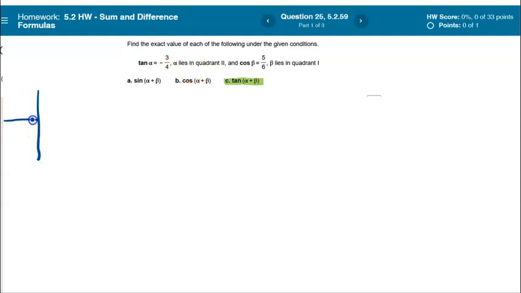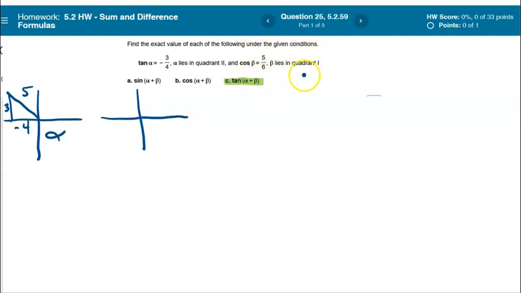So over here on the left, I'm going to draw an angle in quadrant 2, and then I'm going to come down to the x-axis to make it a right triangle, and I'm going to use the fact that tangent is either opposite over adjacent or y over x to label my sides. So I have 3 for my y value and -4 for my x value, and using the Pythagorean theorem we get 5 for the hypotenuse. And remember, this is the angle alpha, and I'm also going to draw a picture for beta.